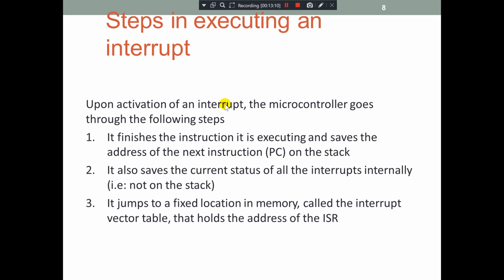Again, I'll repeat: it finishes the instruction it is executing and saves the address of the next instruction, that is the PC, on the stack. It also saves the current status of all the interrupts internally, that is, not on the stack. It jumps to the fixed location in memory called the interrupt vector table that holds the address of the interrupt service routine.